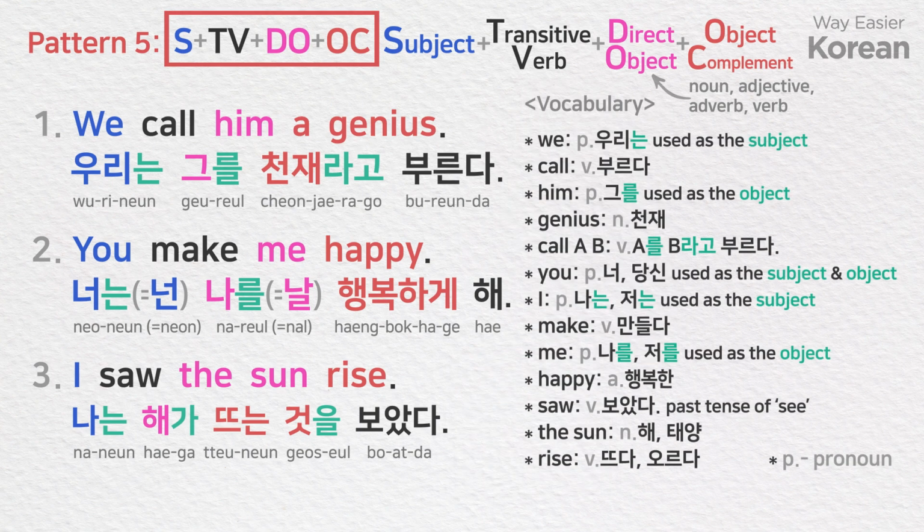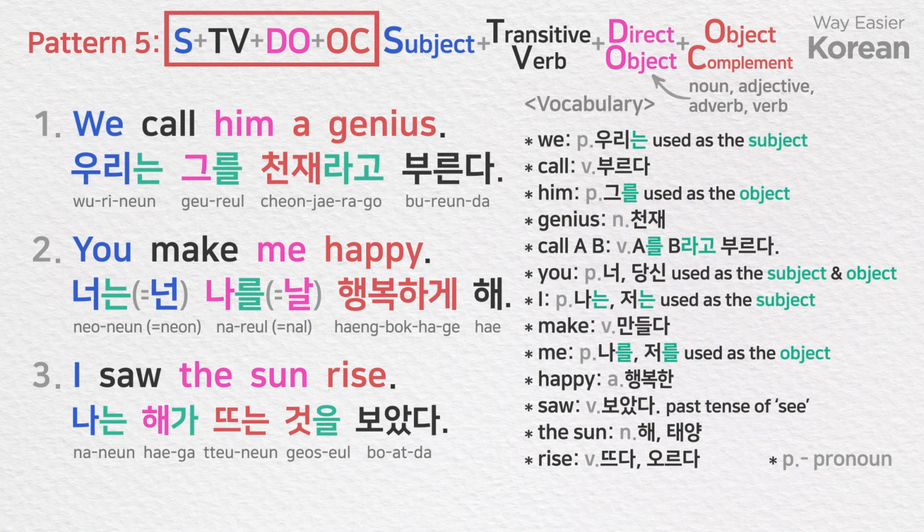New vocabulary. We, 우리는, used as the subject. Call, 부르다. him, 그를, used as the object. Genius. 천재. Call A, B. A를 B라고 부르다. You, 너, 당신, used as the subject and object. I, 나는, 저는, used as the subject.